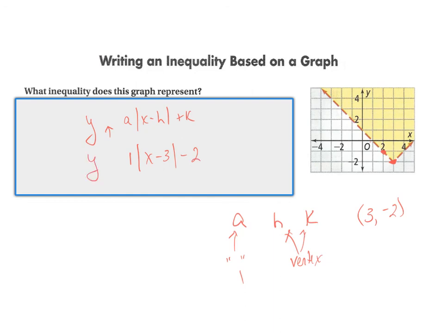So now I just have to look back at this. Well, we shaded up, right? Up is greater than. Now I just got to figure out, is it greater than or equal to, or just greater than? Well, we dotted the line, so there's no or equal to. That's how easy it was, right there. And that completes this lesson.